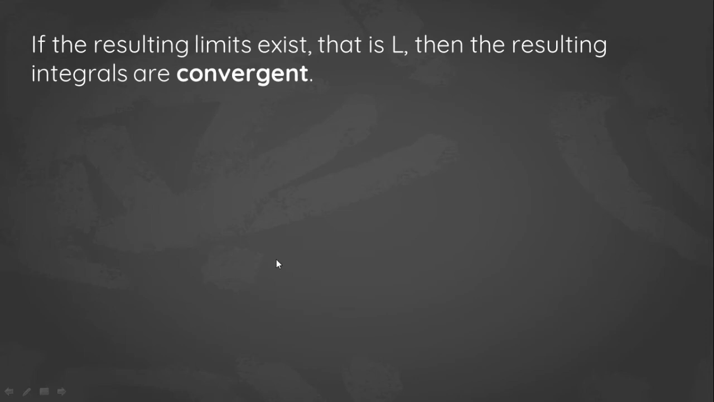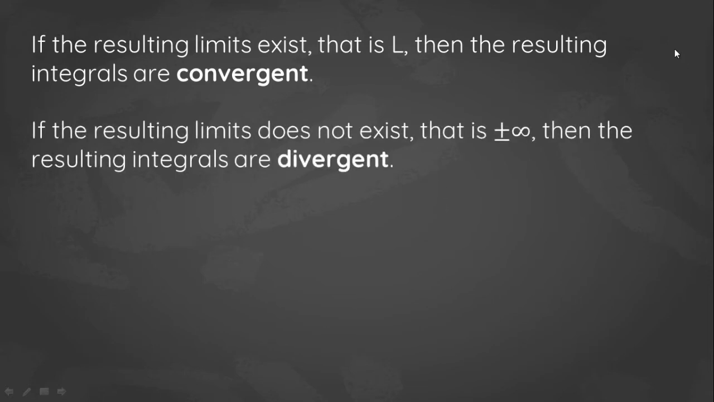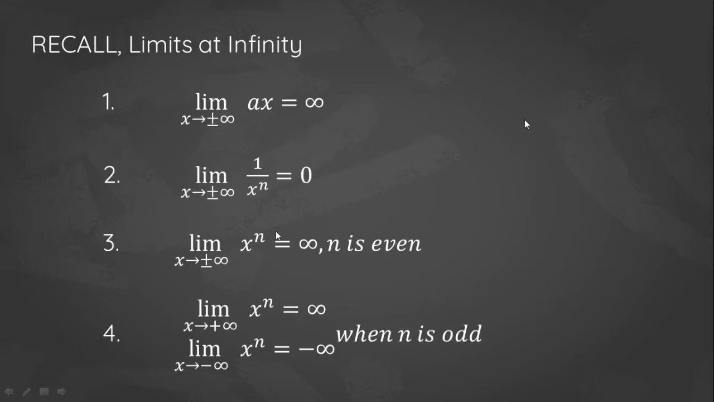If the resulting limits exist, that is L, then the resulting integrals are said to be convergent. If the resulting limits do not exist, that is positive or negative infinity, then the resulting integrals are said to be divergent. Recall from our limits at infinity, we have the following important theorems to be remembered in order for us to properly evaluate the improper integrals. So you can take a screenshot of this to make this your note.